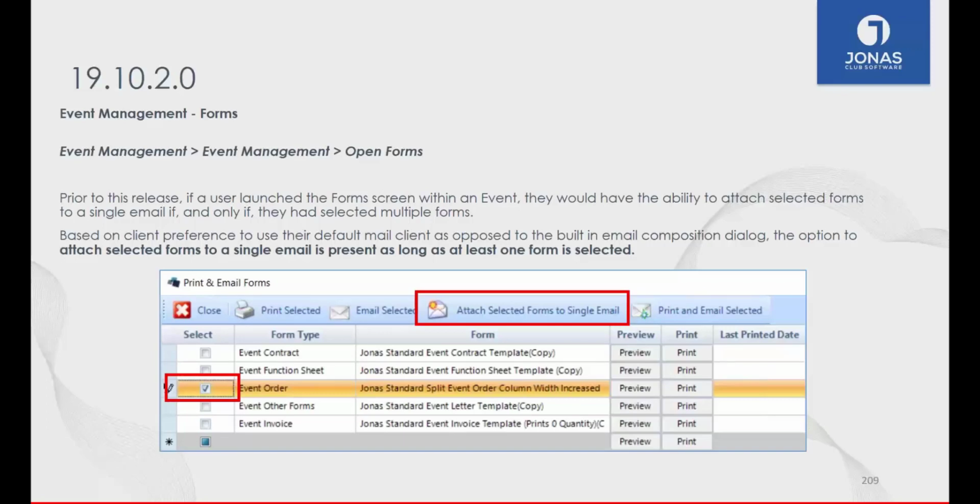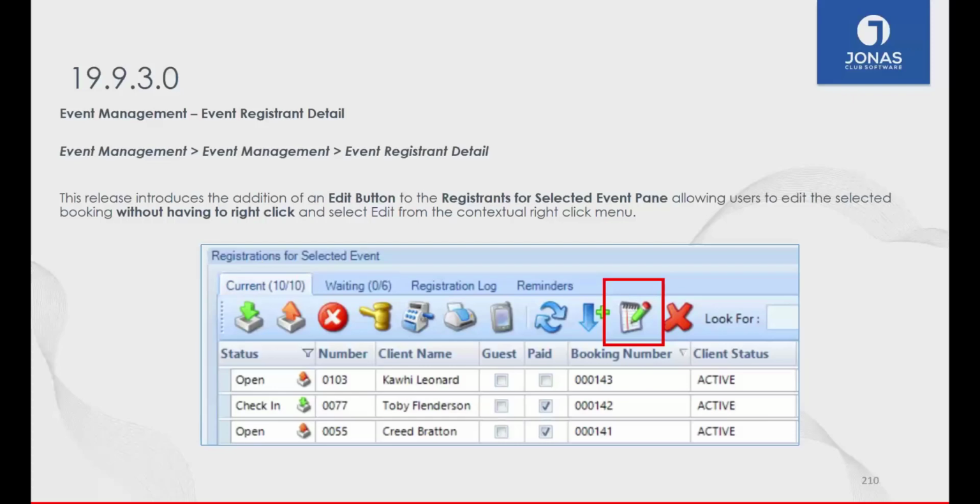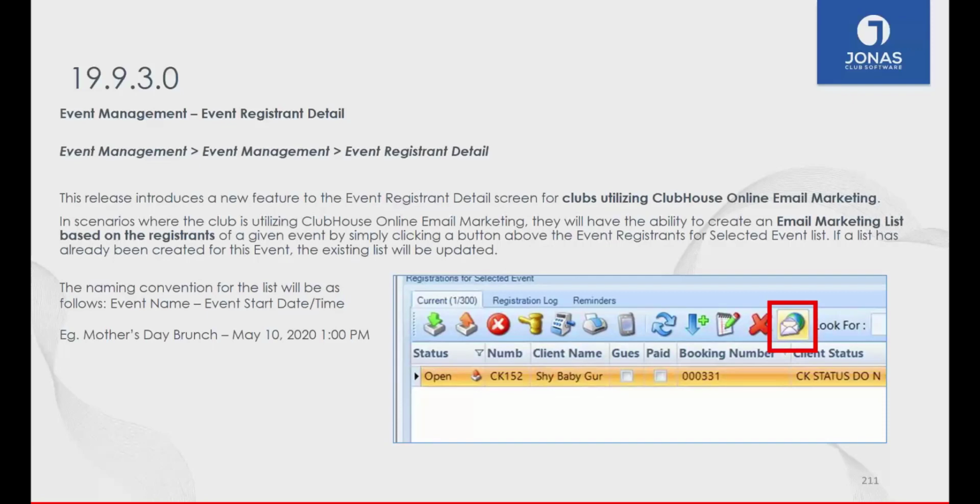So if you just like to send out your BEO, click on that one, attach it to your email, and send it out. The event registration detail, when I'm signing up members for my member event, it used to be that I had to right-click on that booking if I wanted to edit anything after I've booked them. And we've just made it a little bit easier for you. We added the edit button up there, so you don't have to right-click anymore. Another button we added to the top of the same screen when you're adding your members to an event and you're signing them up, we added an email marketing list button. So all the people that have signed up for this event, you can easily click one button and add all those people to the email marketing list.